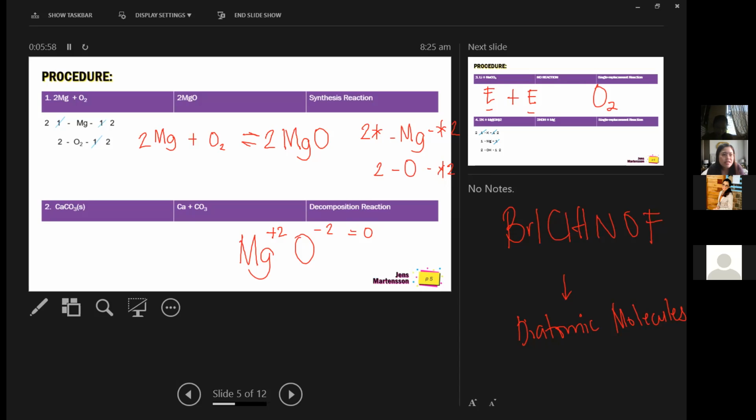So this time, this is already balanced. So for number 1, this is correct, class. So again, for number 1, this is correct. 2 molecules of magnesium plus 1 molecule of oxygen will yield 2 molecules of magnesium oxide. So that's how you predict the product for the synthesis reaction, and that is how you balance it. Questions for number 1? Alin dyan yung hindi naintindihan?